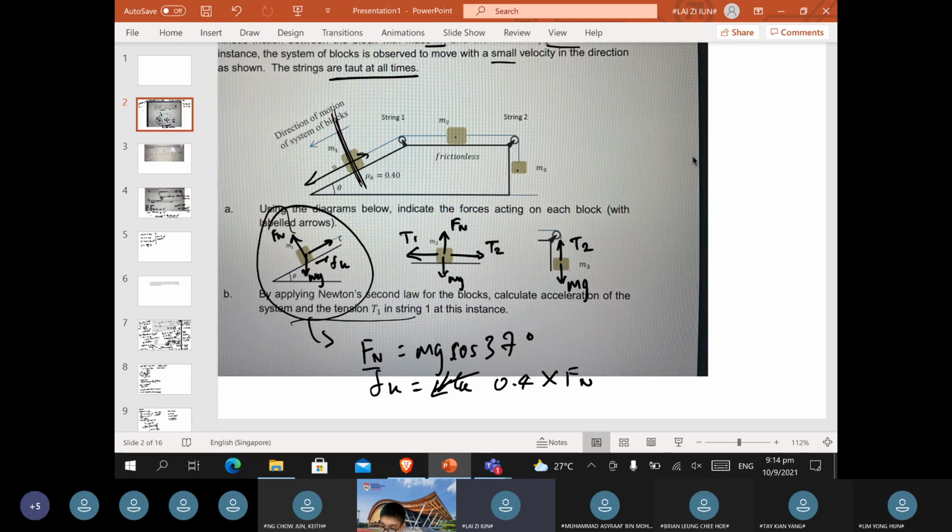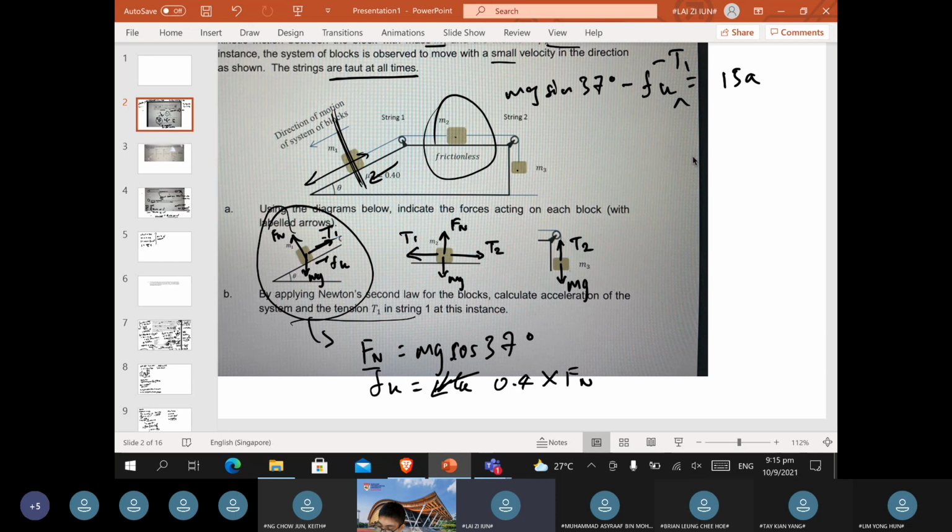Then, of course, we just decompose the forces. We realize that this block is pulled downwards, so we have m1 g sine 37 degrees minus the frictional force which we found earlier, and this equals m1 times a, which is 15a. Now we look at m2. Oh, sorry, I forgot to minus T1 in the first equation, because we still have T1 pulling over here. I hope you all caught that before I did.